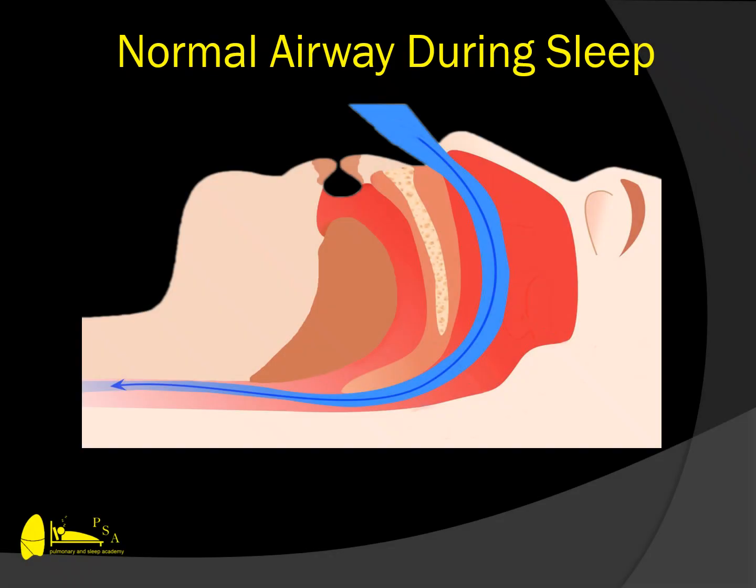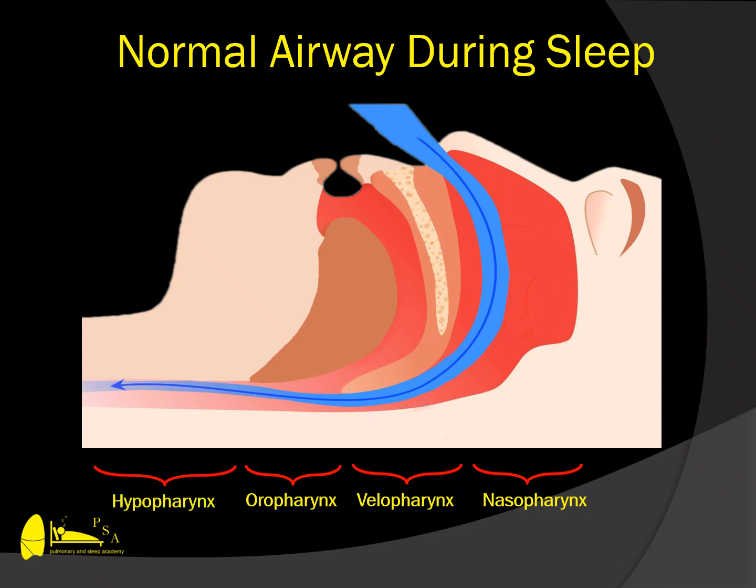First, some brief anatomic considerations. The pharyngeal airway is divided into 4 regions. The nasopharynx from the nasal entry to the end of the hard palate. The velopharynx, that's defined by the level of the soft palate. The oropharynx, that includes the airway to the base of the tongue. And the hypopharynx, that is distal to this, leading to the level of the vocal cords.